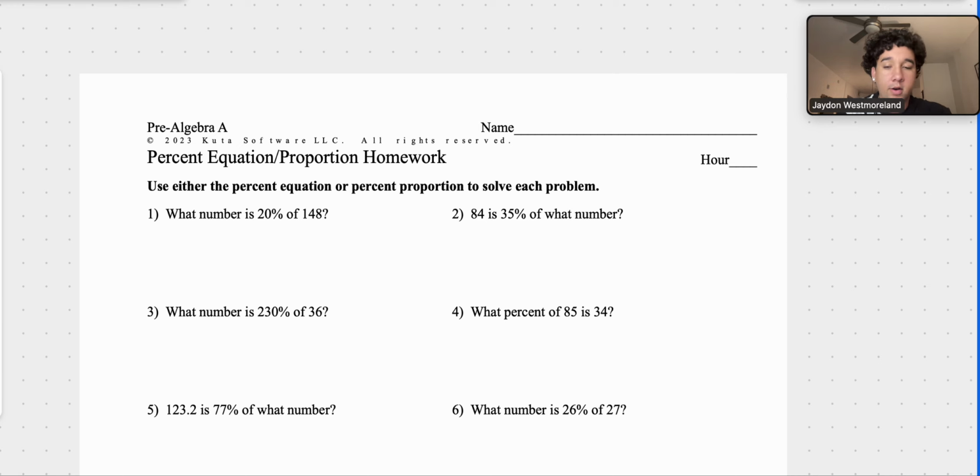Today we're going to be going over a homework that I went over with a student earlier on today, specifically about proportions using percentages. Now, what a proportion is, it's essentially two ratios that are set equal to each other with the end goal of finding a missing value.